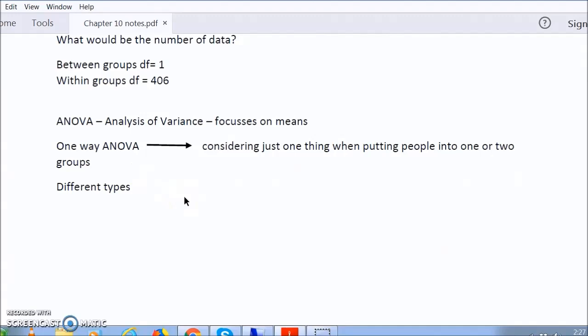The part about ANOVA will be continued in chapter 11, but for chapter 10, these are the main aspects that you guys need to be knowing.